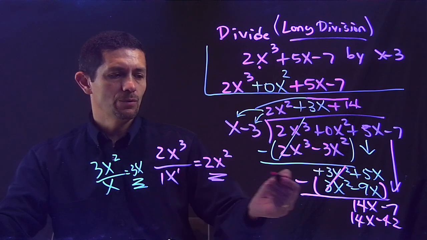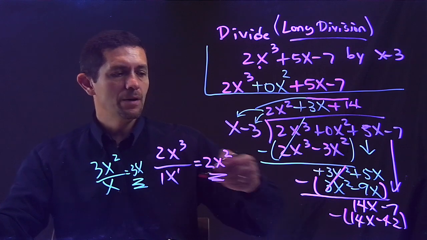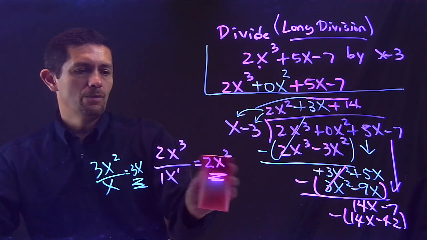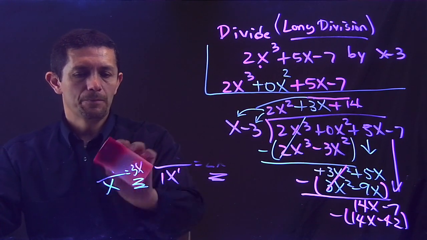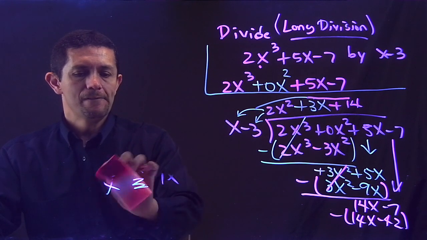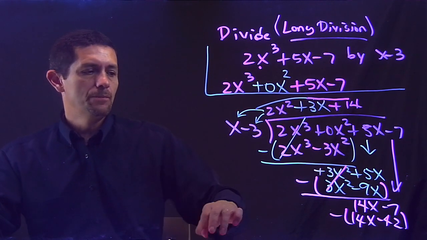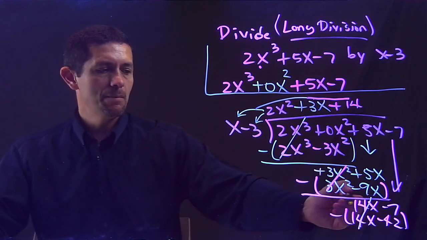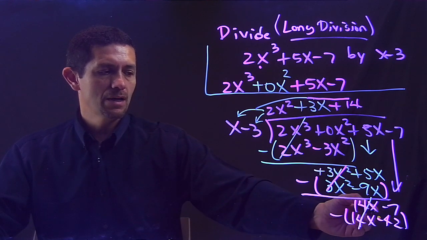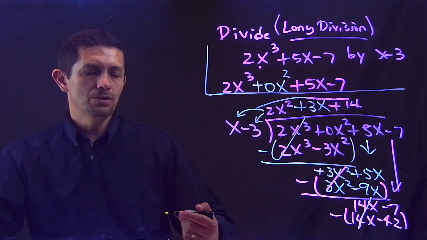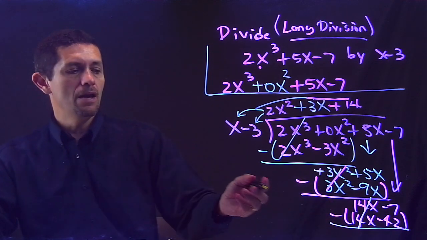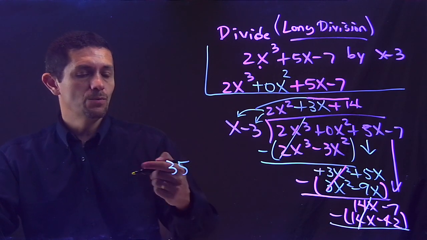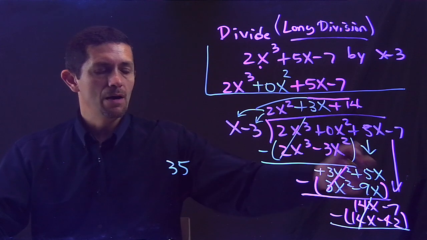And now, what do we do? Parentheses and a minus. So I'm going to write my answer over here to make sure that I have it right. So 14 minus 14 is going to cancel out, and then I have negative 7 minus negative 42. So minus negative is going to be positive, so negative 7 plus 42 is going to give you 35. So at the end, it has a 35. And this will be your remainder, because there's no more terms to bring down.